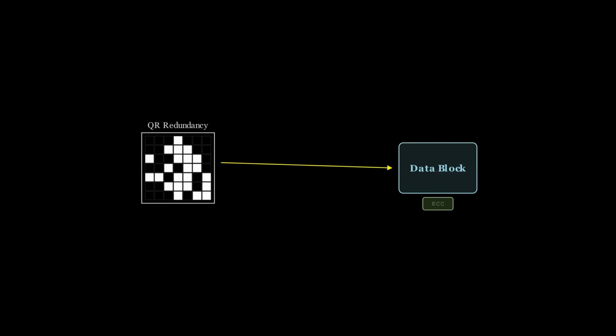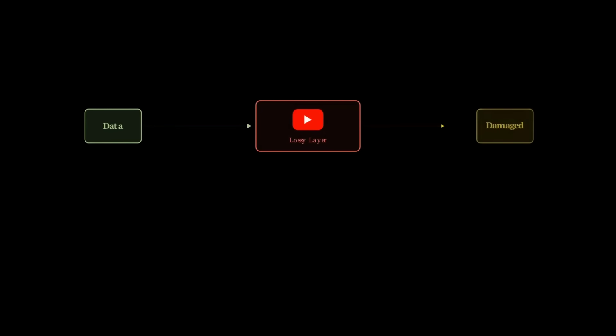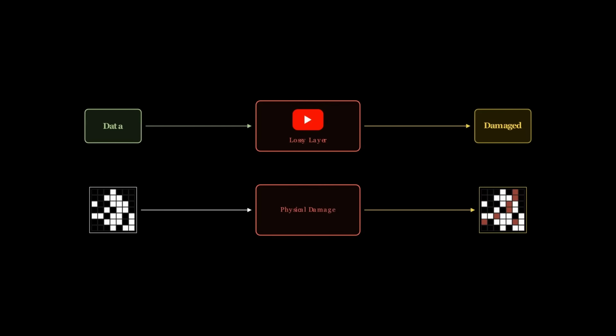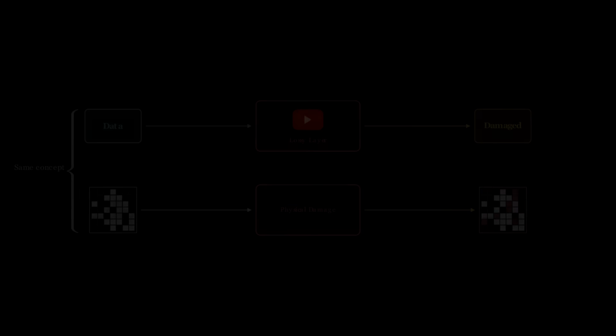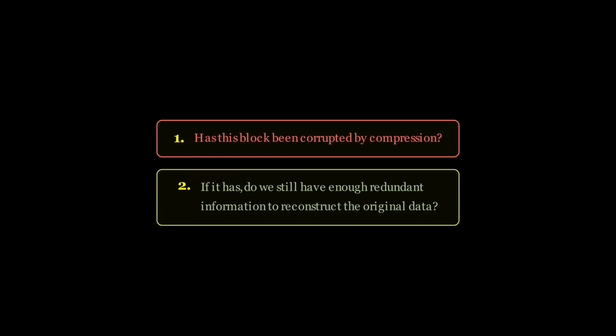If we treat YouTube's compression as a noisy, lossy layer, like the QR codes subject to damage, then each block we store can have its own protection. But in order to do that, we would have to answer two main questions. 1. Has this block been corrupted by compression? And 2. If it has, do we still have enough redundant information to reconstruct the original data? We want to design our system to assume damage like QR codes, so it can be resilient to the video compression.